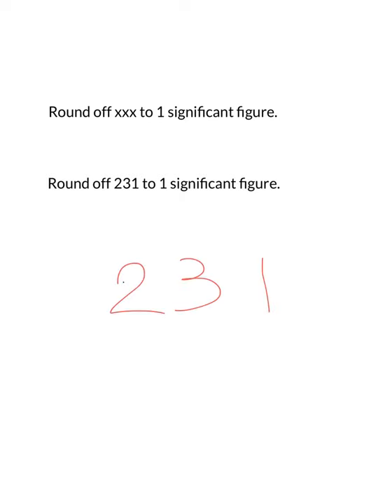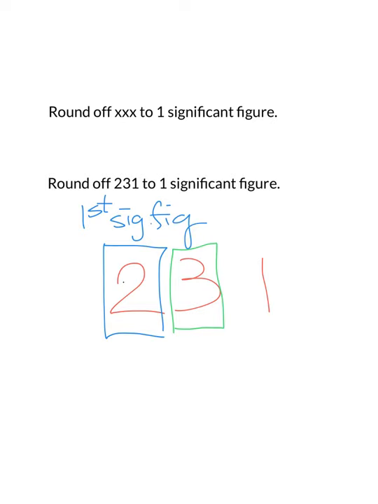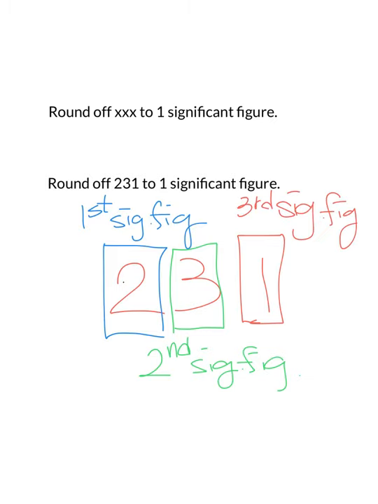To observe this number, 231, the number at the most left-hand side, that is 2, should be the first significant figure. And the number 3 should be the second significant figure. And the last number 1 should be the third significant figure.